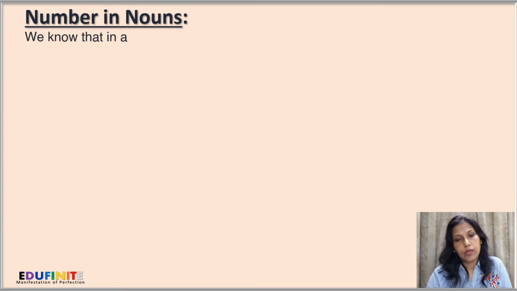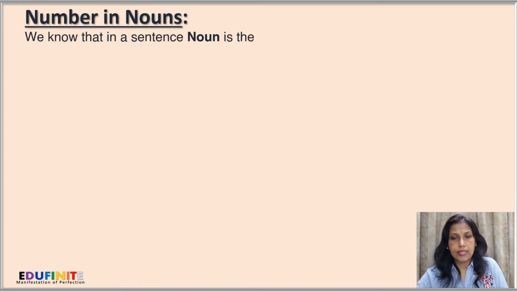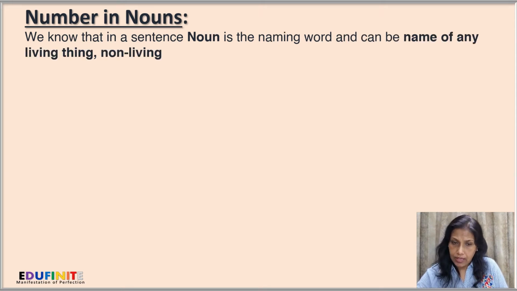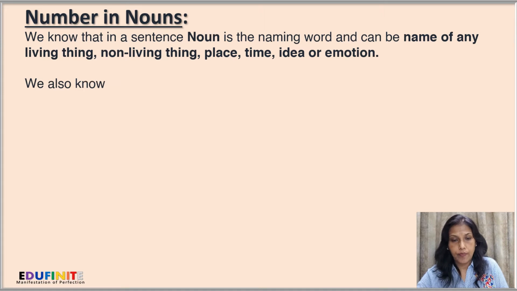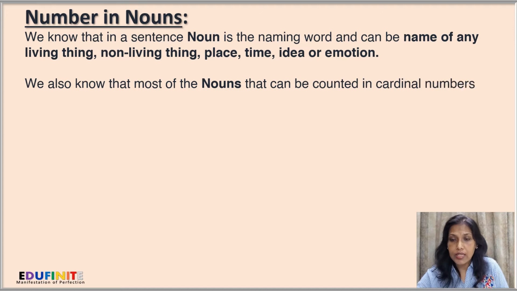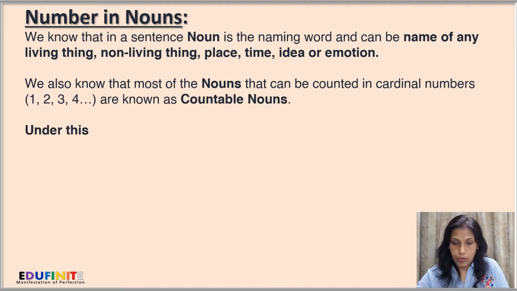Number in nouns. We know that in a sentence, noun is the naming word and can be the name of any living thing, non-living thing, place, time, idea, or emotion. We also know that most of the nouns that can be counted in cardinal numbers 1, 2, 3, 4 are known as the countable nouns.